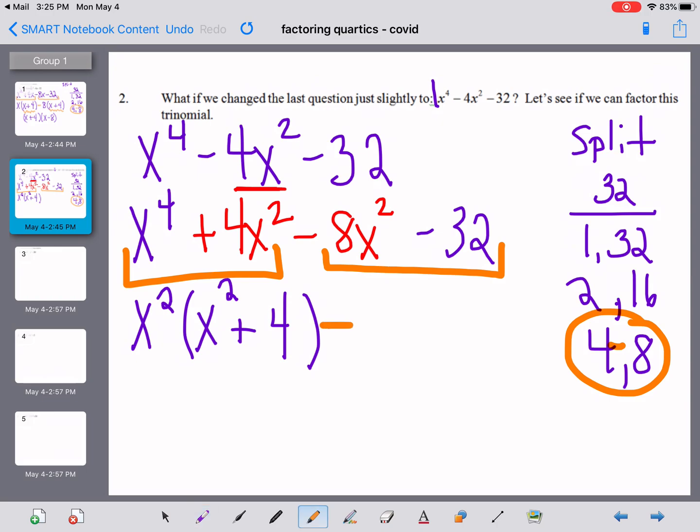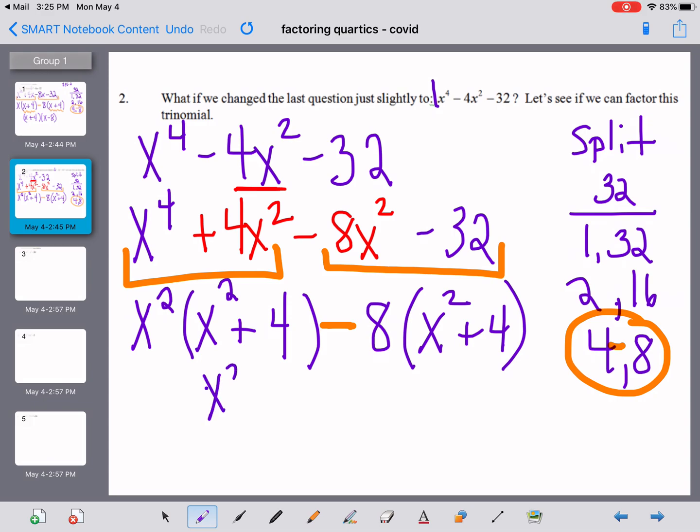Again, highlighting the fact that there's a minus in here, but when we factor out our greatest common factor, it's still an 8, and what we're left with is negative 8x squared divided by 8, which is x squared. Negative 32 divided by negative 8 is positive 4. And then when we factor, we've got x squared plus 4, and then x squared minus 8.